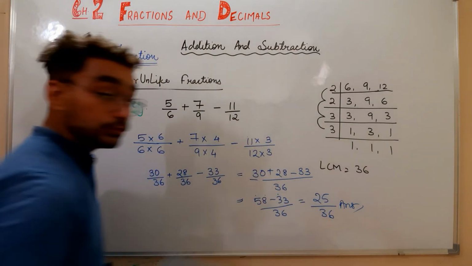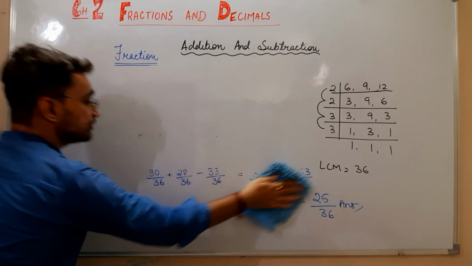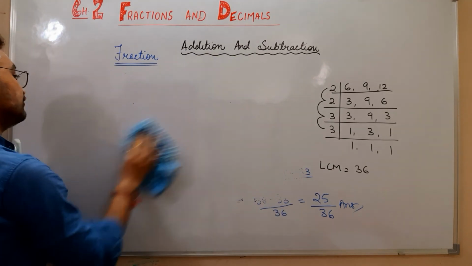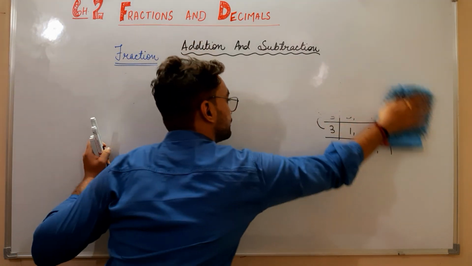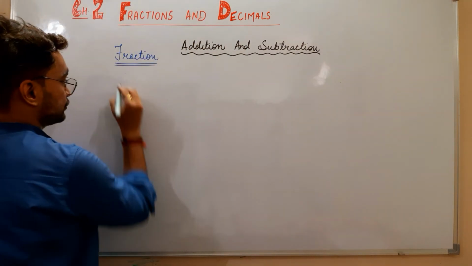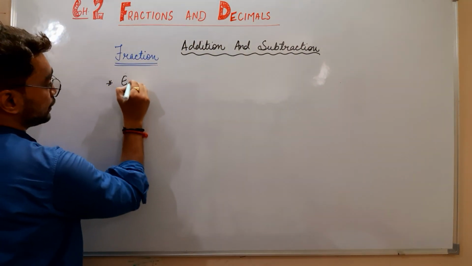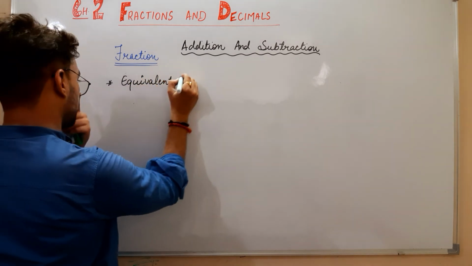I hope there is no doubt for anyone, because it's an easy way. Just take out the LCM, make them like fractions and do the addition and subtraction. That is easy. Now one more thing is there, that is equivalent fractions.